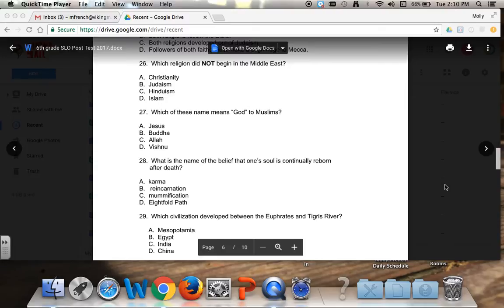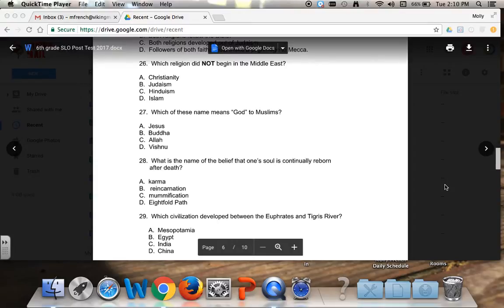Number 28. What is the name of the belief that one's soul is continually reborn after death? A. Karma. B. Reincarnation. C. Mummification. Or D. Eightfold Path.